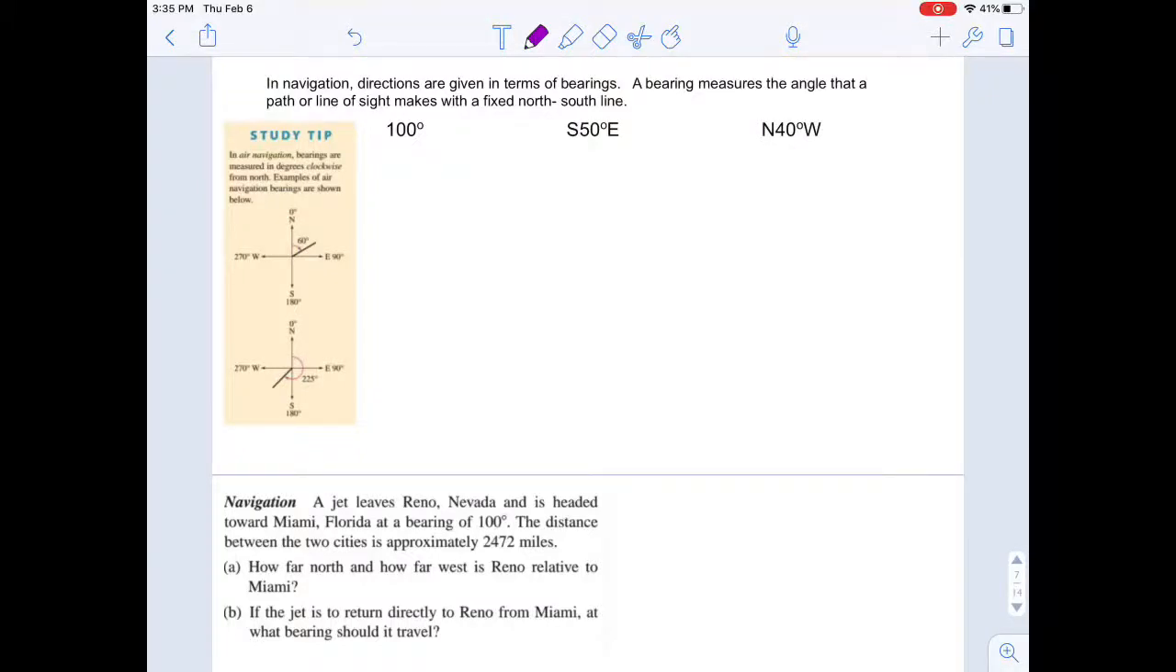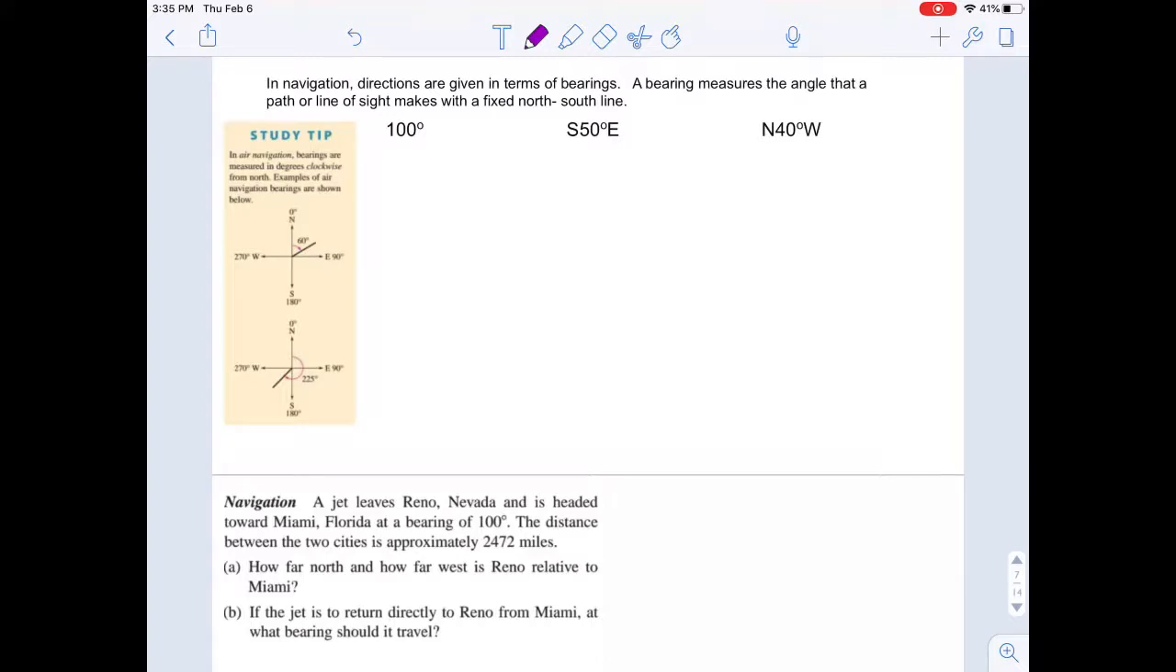Another type of word problem that's newer is going to be bearings. Bearings are essentially directions given when we're talking about navigation. A bearing measures the angle that a path or line of sight makes with a fixed north-south line. So you have to know your north, south, east, and west.